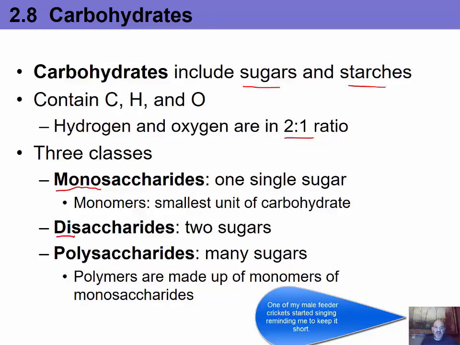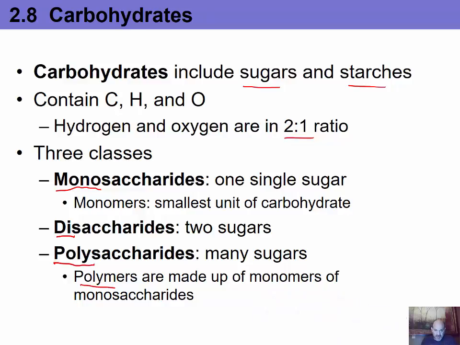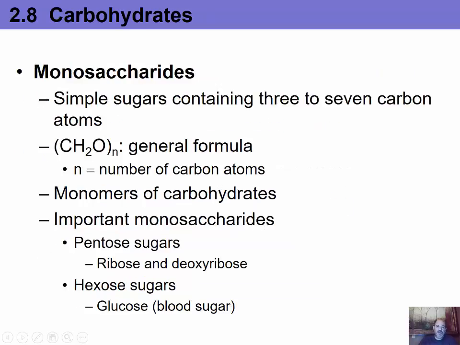And then we have polysaccharides, which means many sugars. These are polymers that are made up of the monomers called monosaccharides. So monosaccharides are simple sugars containing 3 to 7 carbon atoms. And there's a general formula for the carbohydrates. The n outside right here refers to how many carbons there are.